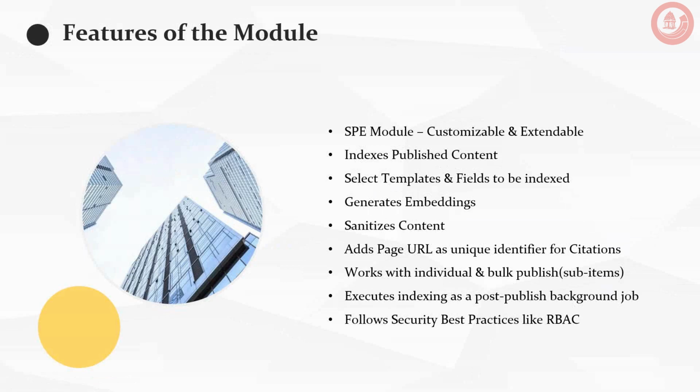You can just strip all of those and then generate the embeddings without those specific HTML tags. And it also does some kind of encoding, because those double quotes may not be directly encoded, so you have to encode this and then generate the embedding. All of these are taken care of now within the module, and it also adds the page URL as a unique identifier for these citations, right?